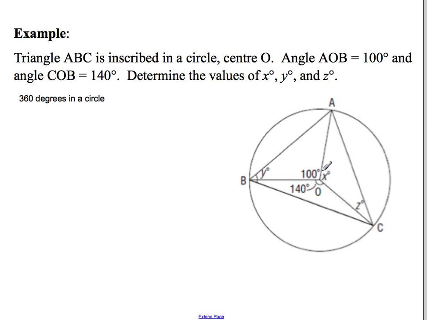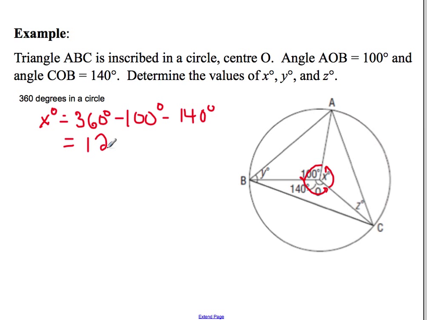So see how I have here, if I start at A and I go 100 degrees, and then I go 140, well, if I finish the circle, I have to go 360. So the very first thing, in order to solve for x, I'm going to use that property. I'm going to go 360 degrees minus 100 is 260, minus 140, so 260 minus 140 is 120 degrees.